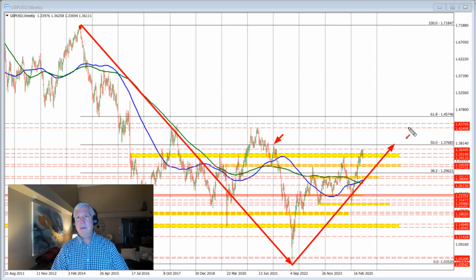So there you have it, a look at the three major currency pairs to kickstart your trading day this June 24th.